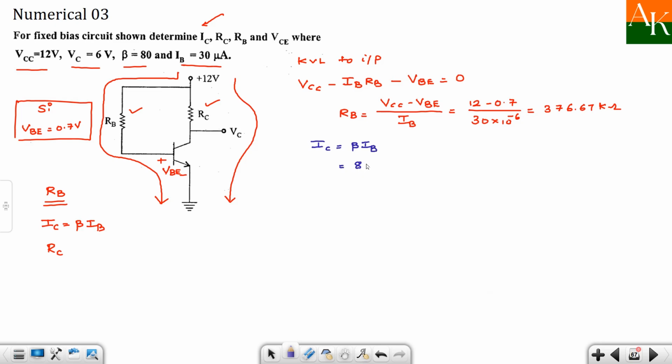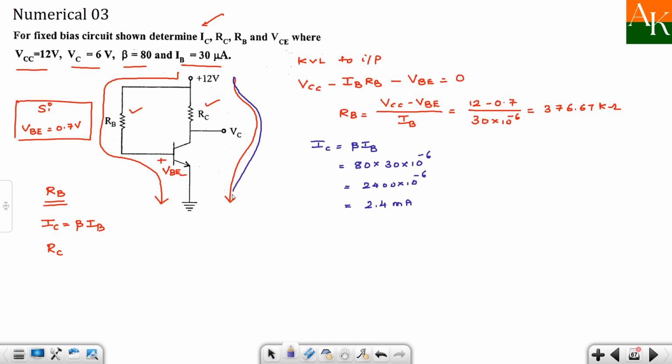Now we'll calculate collector current, and collector current IC is nothing but beta times IB. Beta is 80 and IB is 30 microampere, so 30 into 10 to the power minus 6. So this turns out to be 2400 into 10 to the power minus 6, or rather, 2.4 milliampere. Keep in mind, IB is generally expressed in microampere, and IC and IE in milliampere.